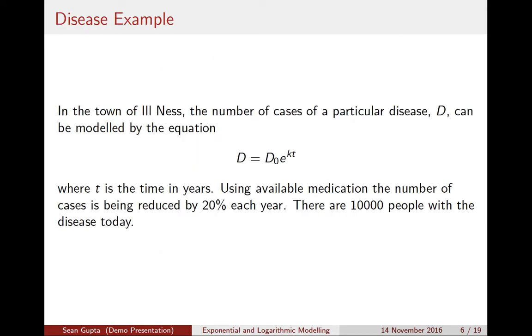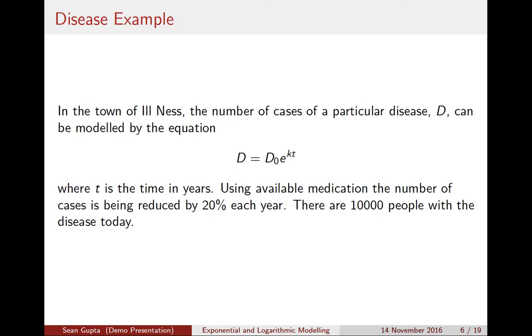Okay, let's have a look at an exercise that shows us how exponentials can be used to describe growth or decay and how we can calculate with them. In the town of Illness, the number of cases of a particular disease D can be modeled by the equation D equals D0 times e to the power of kt, where t is the time in years. Using available medication, the number of cases is being reduced by 20% each year. There are 10,000 people with the disease today.